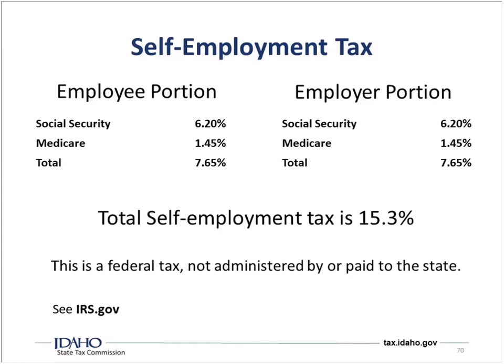And it's recommended that you set aside at least 15.3% of your net profit to make sure that you have enough money to cover this. This is often paid quarterly along with your estimated federal taxes. And this is through the IRS, not through Idaho. So if you need more information about this, go see irs.gov. Okay? That just breaks it down a little more.